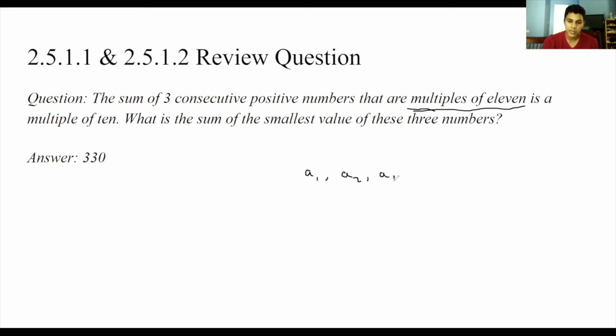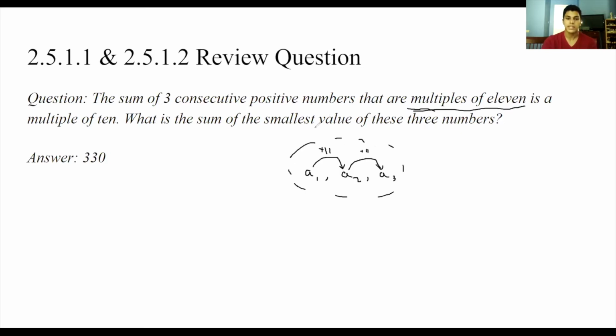And just A1 means the first term, A2 means the second one, A3 means the third term. Anyway, so A1, A2, and A3, we know that in between them, we add 11 because they're all multiples of 11. So if we add 11 in between each term, then this is what our arithmetic sequence looks like from what we know already. So it says that the sum of these 3 numbers is a multiple of 10.